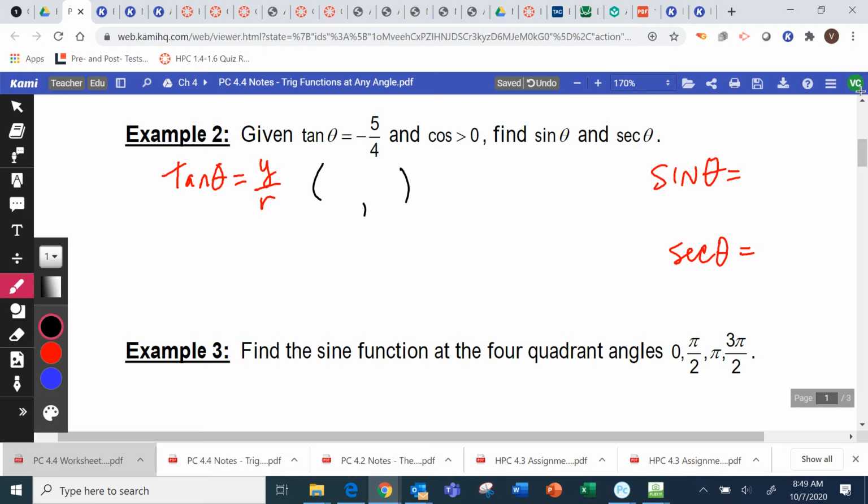Oh, it's totally y over x. I don't know why I said y over r. Sorry. I mean, I was just making sure that you were paying attention. Good job. Good job, Kylie.